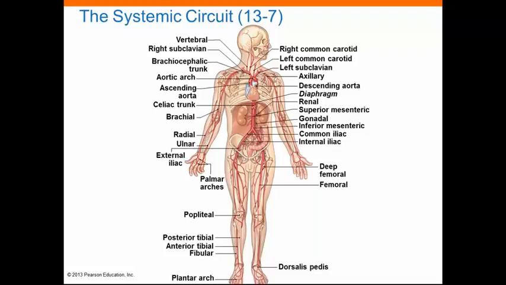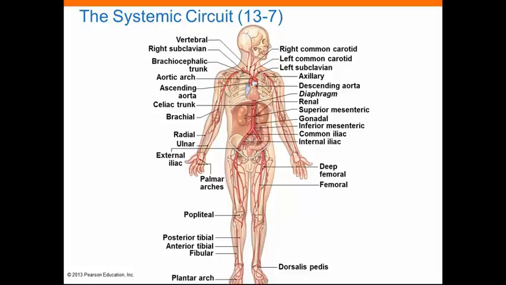Let's continue with the systemic circuit, which supplies oxygenated blood to all non-pulmonary tissues. So oxygenated blood leaves the left ventricle through the aorta, and deoxygenated blood returns to the right atrium through the superior and inferior vena cava and coronary sinus. The systemic circuit contains about 84% of the total blood volume at any one time.